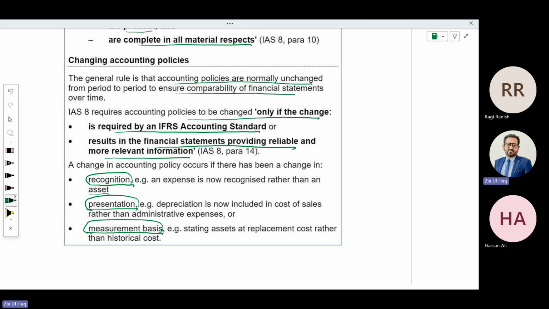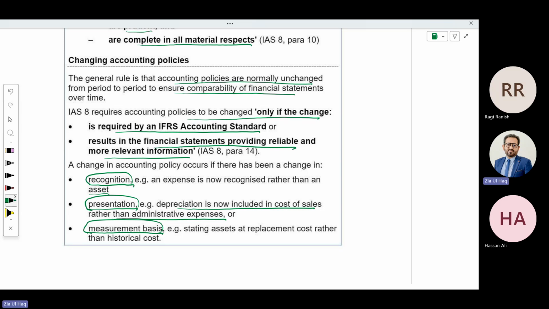Our policy can be changed due to presentation. For example, depreciation is now included in cost of sale rather than admin expenses. I mean, those machinery which are used in production, their depreciation should be charged to cost of sale rather than operating expenses. The assets which are not used in production, their depreciation should be charged in operating expenses. But the asset which we are using in the production process, their depreciation should be part of cost of sale.